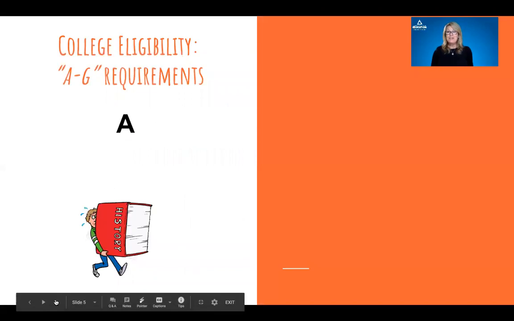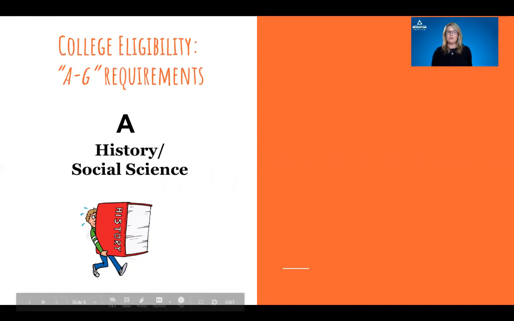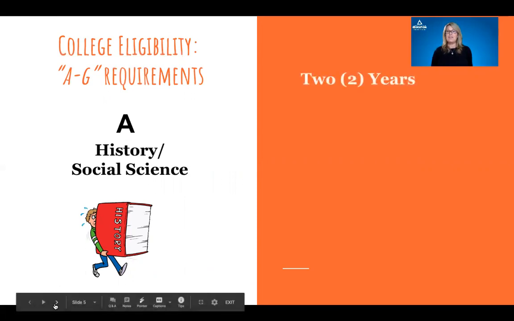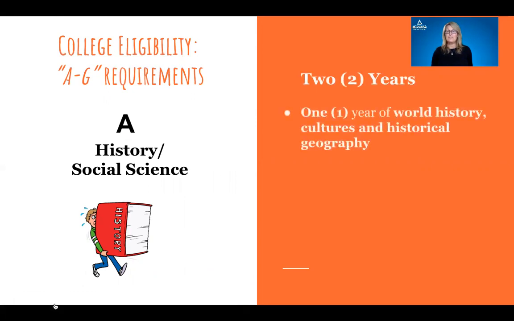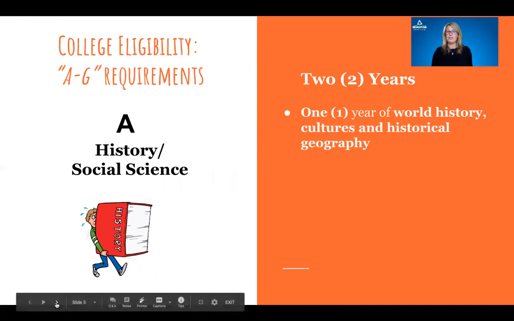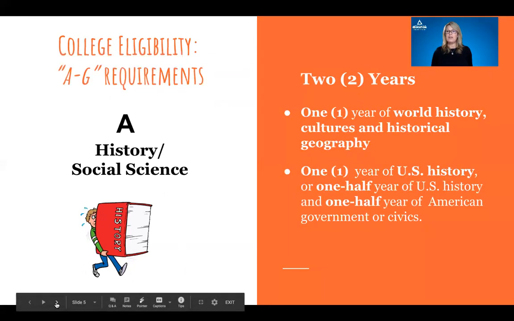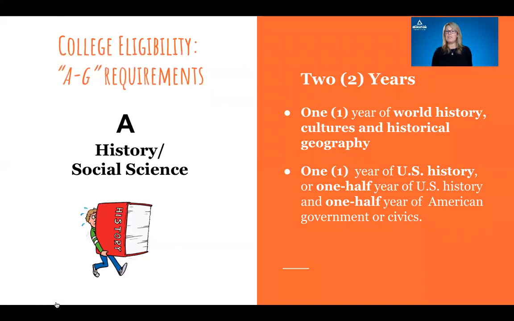It's basically just going through the alphabet, and each letter of the alphabet has been assigned a course or a core subject area. A represents our history and social science courses. Students must complete 2 years, and those 2 years look like this. They need to complete 1 year of world history, cultures and historical geography, and 1 year of US history, or 1/2 of a year of US history and 1/2 a year of American government or civics.